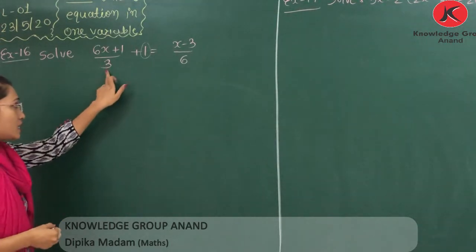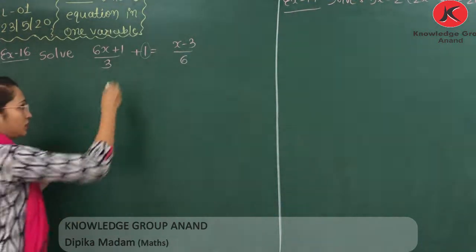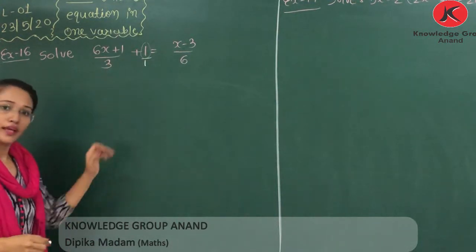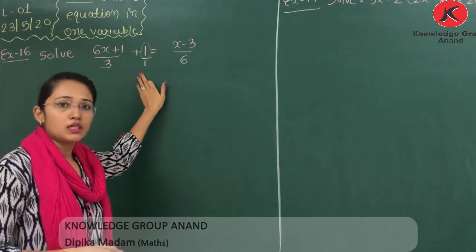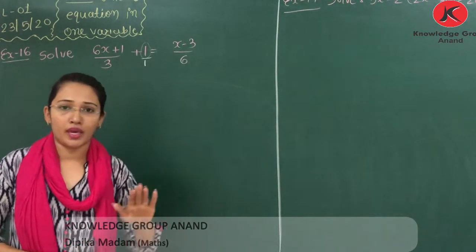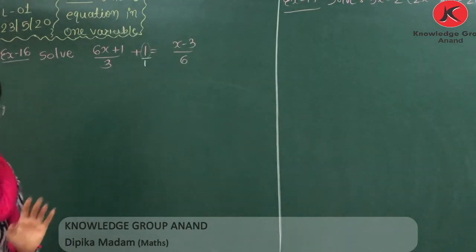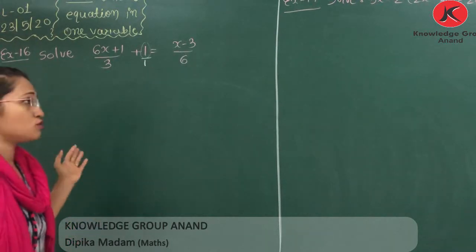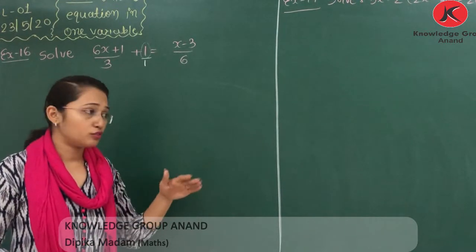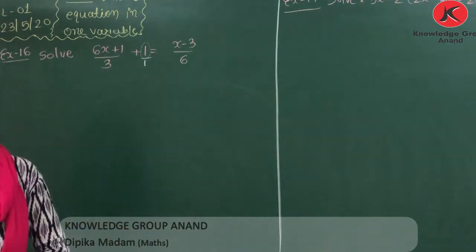So what is the LCM of 3 and 1? It is 3. If you write 1 here, then it is also correct. So the LCM of 3 and 1 is 3. First of all make both sides simple form. Convert the equation on both sides into simple form. If you convert this into simple form, then what you have to do? Move the variable on one side and numbers on one side.